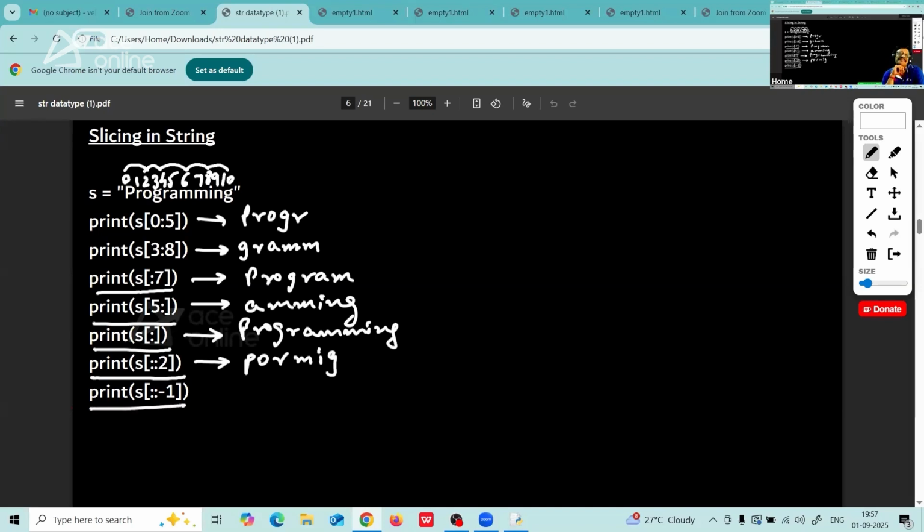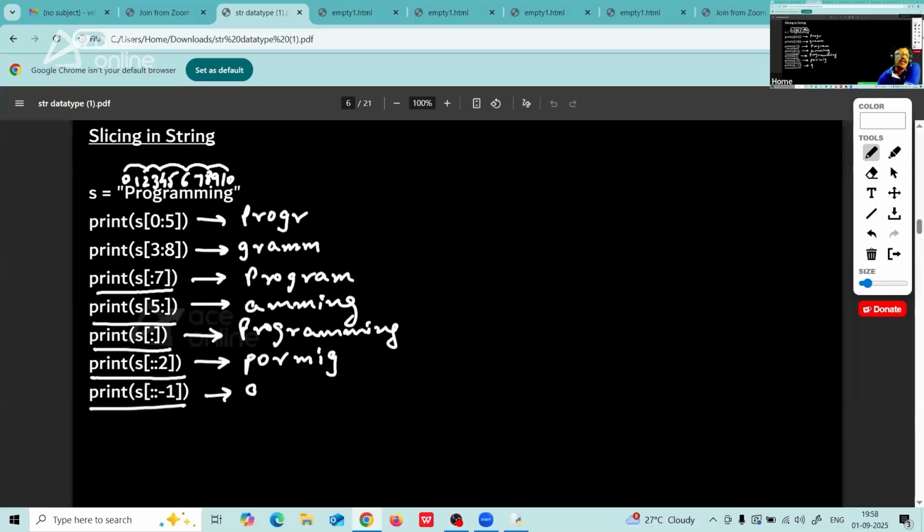Colon, colon, minus 1. You have a plan to come back. You're not given start, you're not given stop. Obviously, it will come back from last letter to first letter. That means this is the best way to reverse the string. If you have a string and if you want to reverse it, simply do this: colon, colon, minus 1. Oh, good Lord, in C, C++ and all those languages, we had to write a separate code using a for loop or while loop and then construct a separate string which will be reversed. This is so easy. I hope you understood.